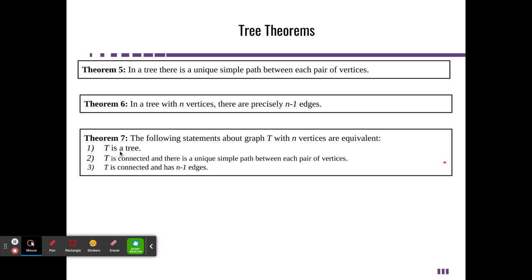And so we cruise here and we see that theorem 7 says the following statements about graph T with n vertices are equivalent. T is a tree, T is connected with a unique path between a pair of vertices, and then T is connected with n minus 1 edges. And that's that n minus 1, the number of vertices versus the number of edges.